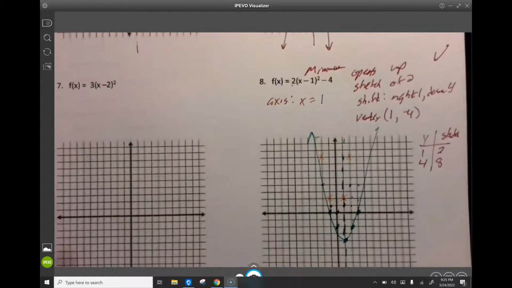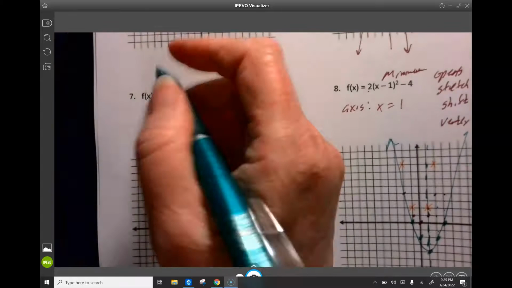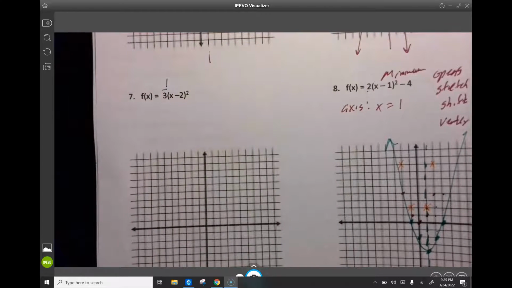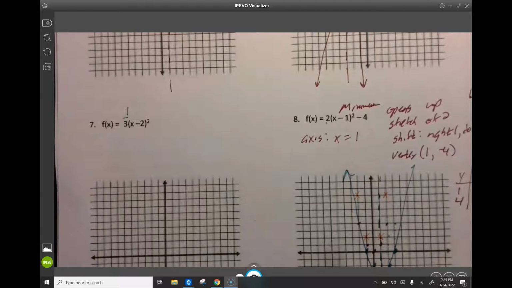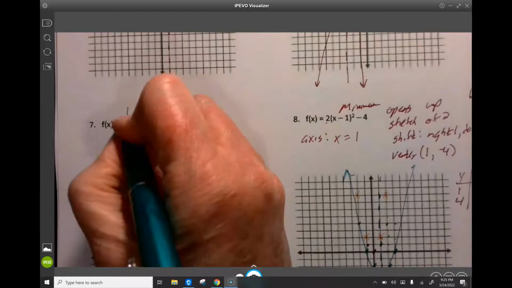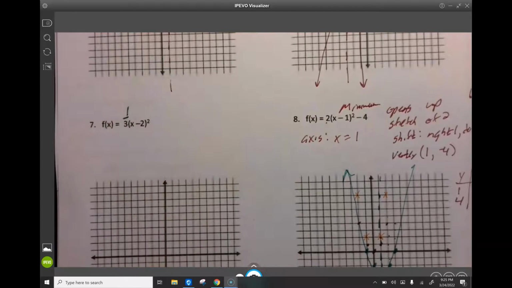Okay, let's go back to this one and make it into a fraction. We're going to make this 1/3 because that's going to be pleasant. Hey, but 1/3 on a graph looks pretty much like 1/2, so no big deal. Okay, are you ready? Okay, does it open up or down? Is it a stretch or a shrink? Remember, we changed this to 1/3. Is it a max or a min? What are my shifts? What's the vertex? What's the axis of symmetry?